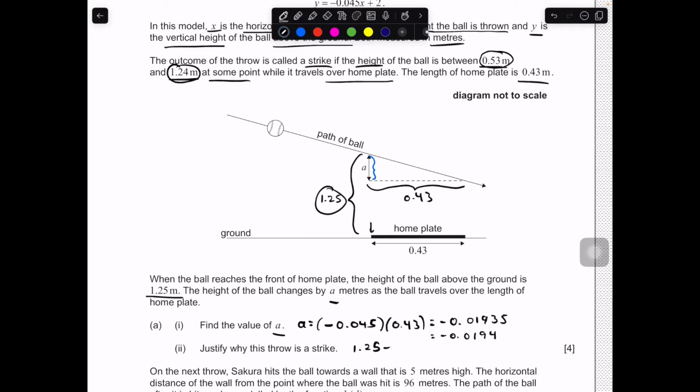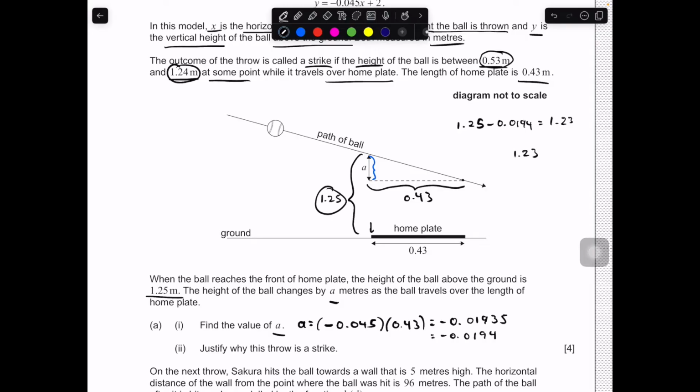And 1.25 minus A, that is to say, right before it reaches home plate, we know that it's going down by 0.0194. I'm going to get some more real estate. I'll move it here. Okay, and so that means by the time we reach home plate, it's going to be at 1.23 meters.